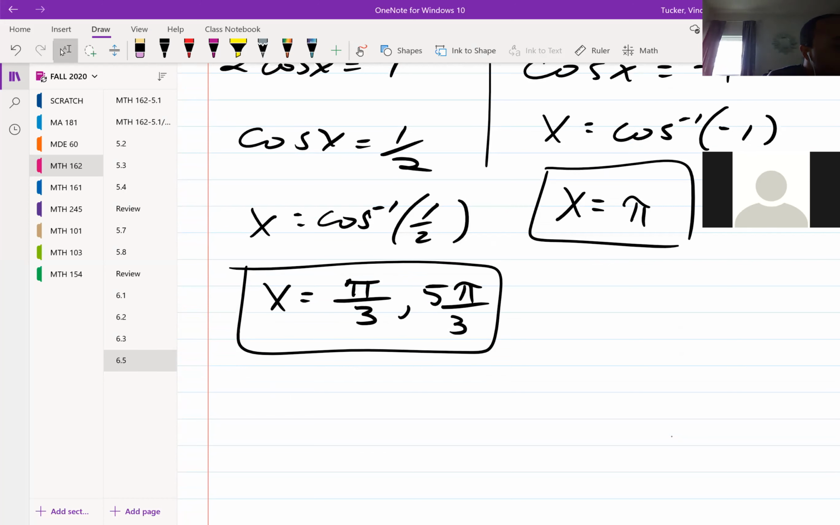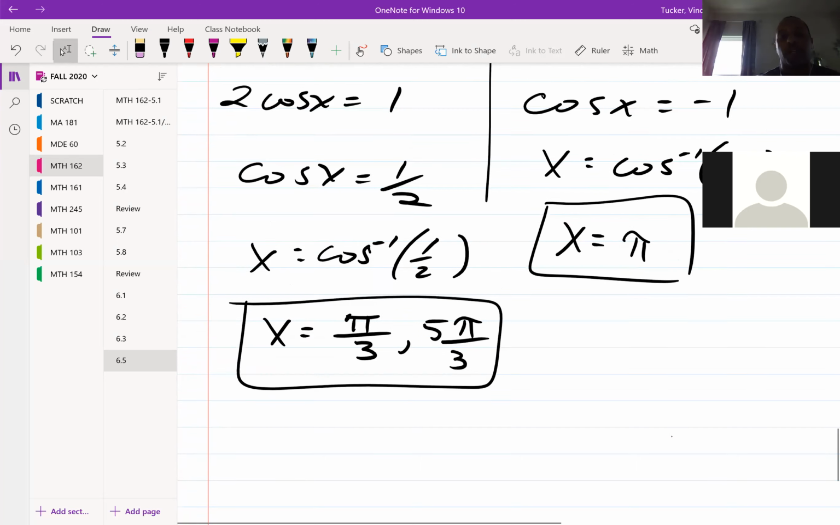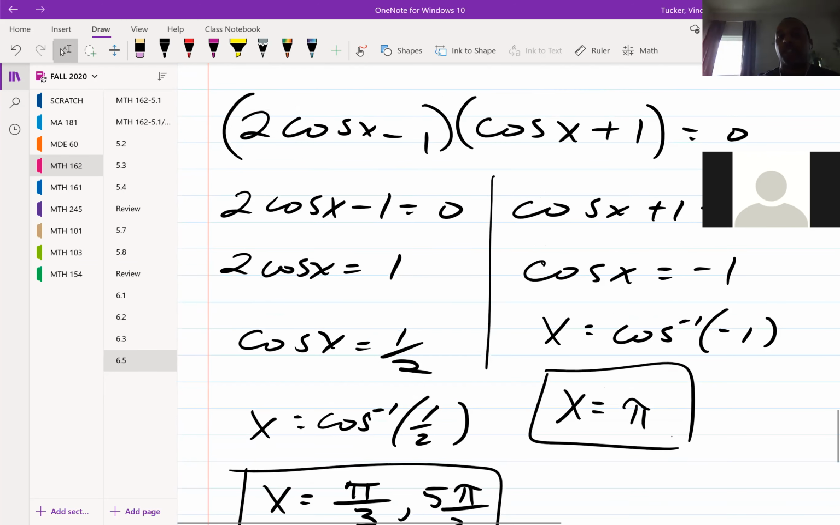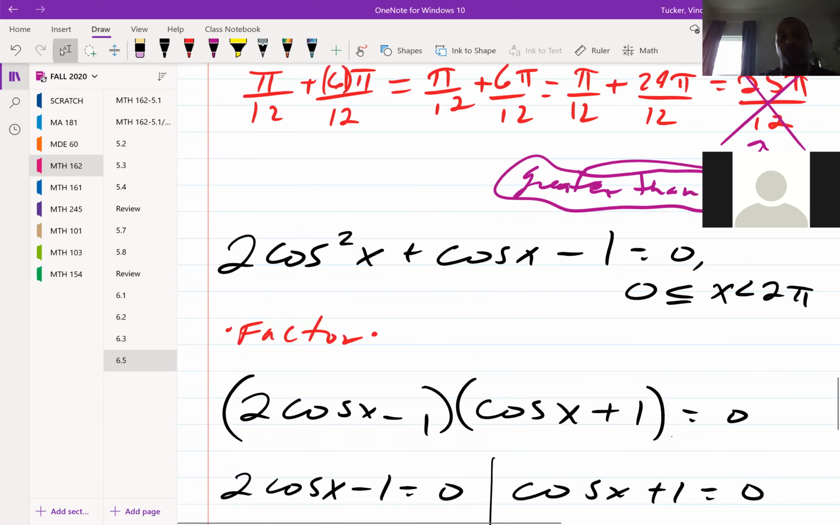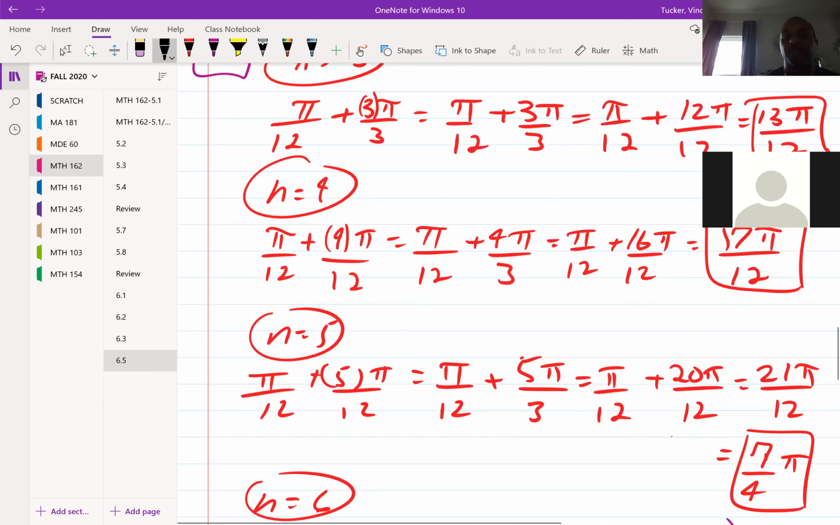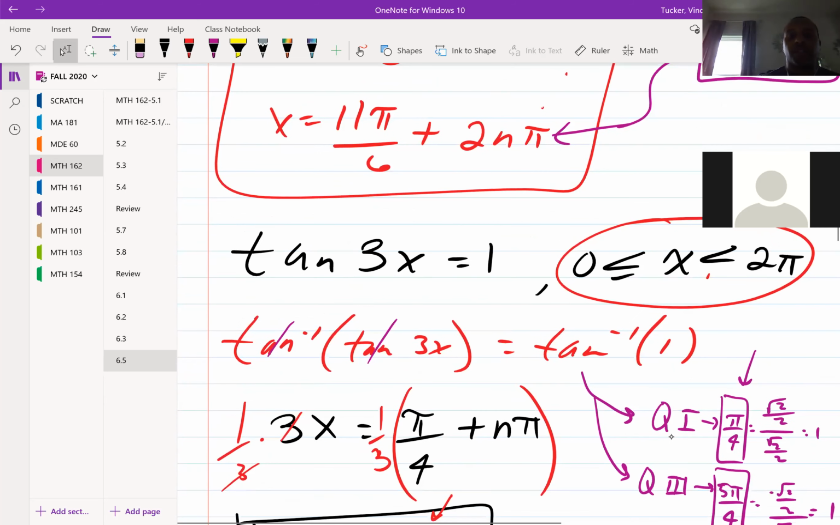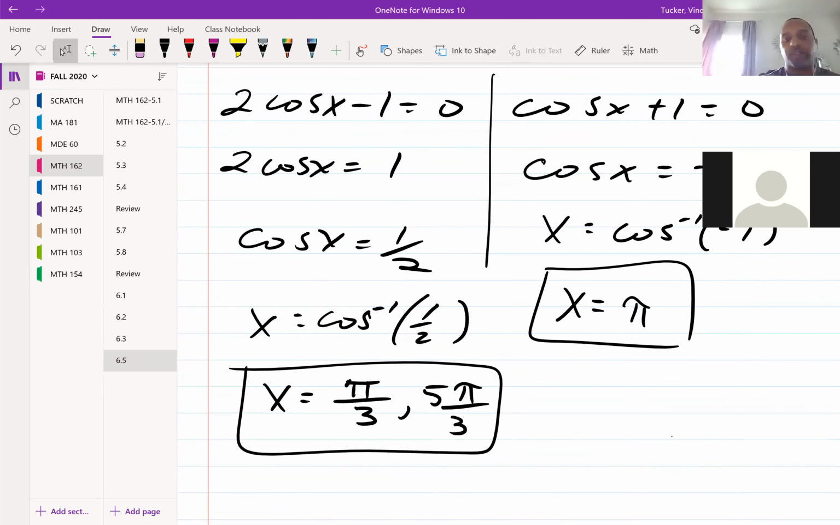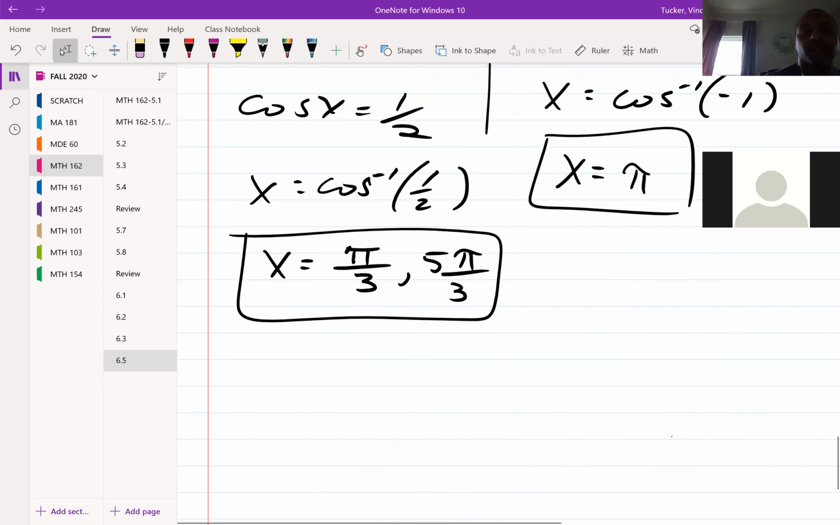All right. Questions before we do another one. So once again, this one was less involved compared to the last one, because it was just cosine. And remember, we didn't have that extra piece on the inside of the argument, which made us do the extra steps. It was just straightforward cosine x equal to 1/2 and cosine x equal to -1. So let's look at another one.